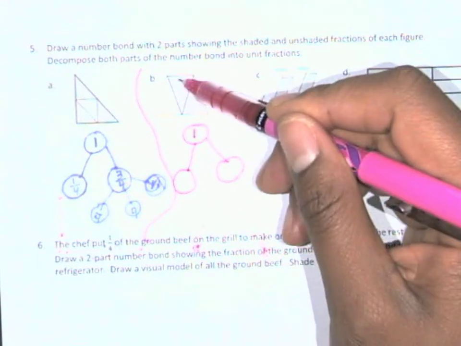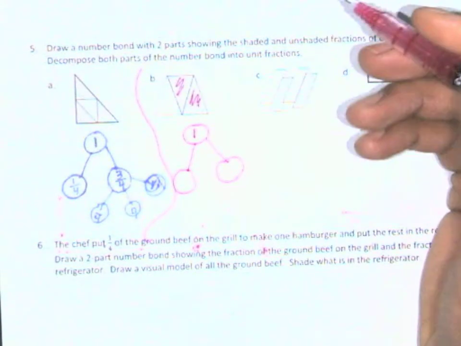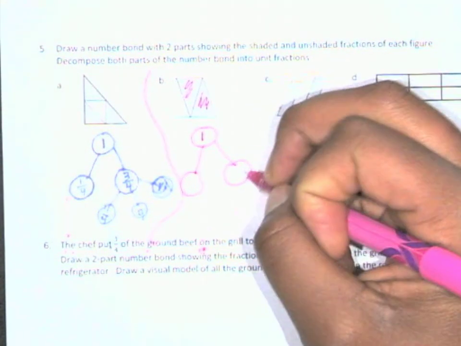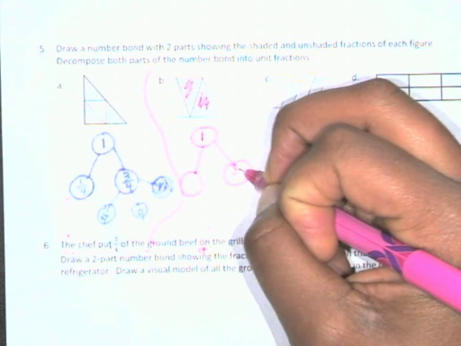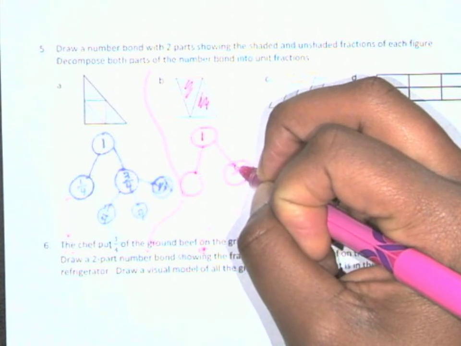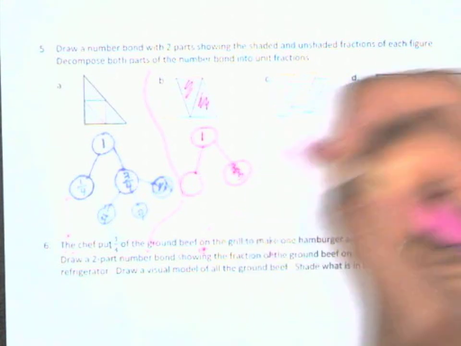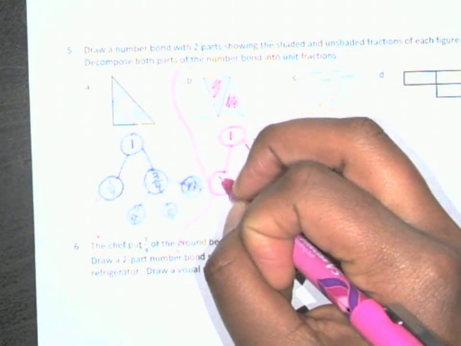And so there are 2 parts that are shaded. So we're going to put 2/3. And for the part that's not shaded, 1/3.